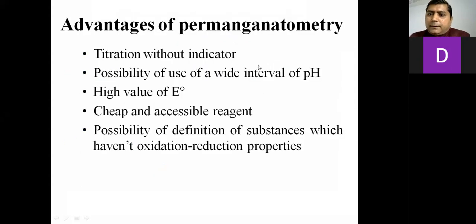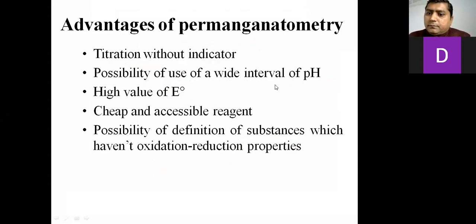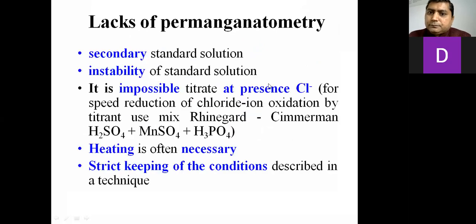So the advantage of permanganometry titrations is that we can use them without an indicator, because permanganate is a self indicator. Then there is the possibility of use over a wide interval of pH, we can use a high value of E, that is energy, and cheap and accessible reagents. It is possible to determine the substance which is oxidized. So these are the advantages of potassium permanganometry titrations.